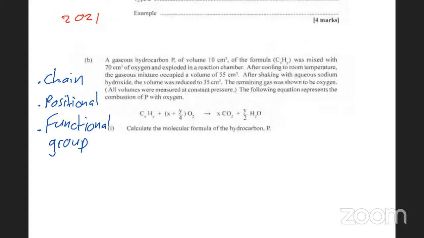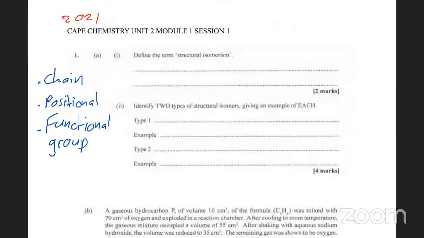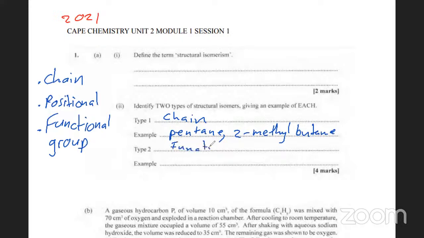So in terms of answering this question: type of isomerism, chain, example, pentane and 2-methylbutane. Next one now. Functional group, example, ethanol and dimethyl ether.